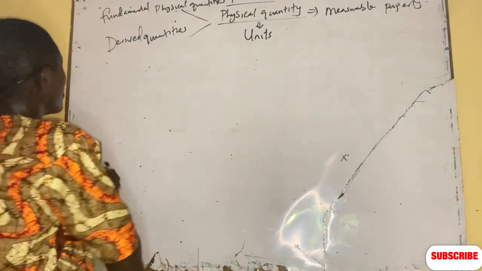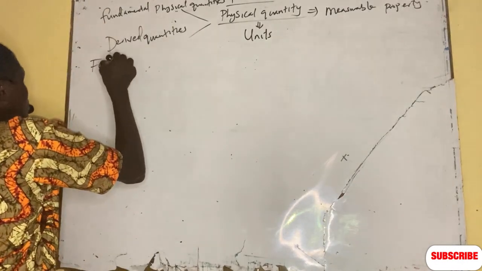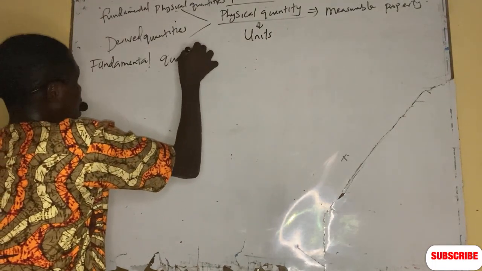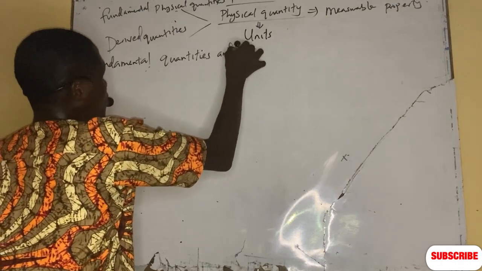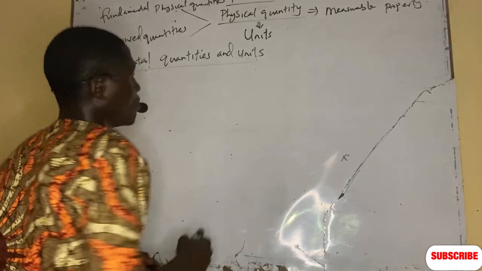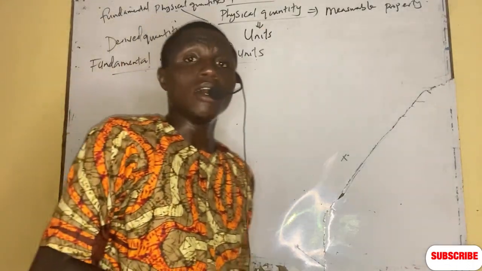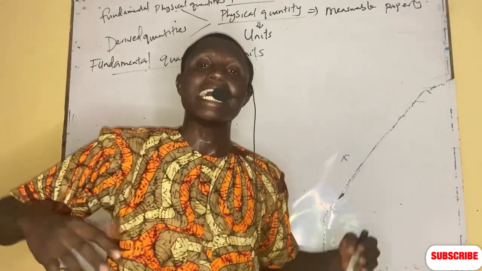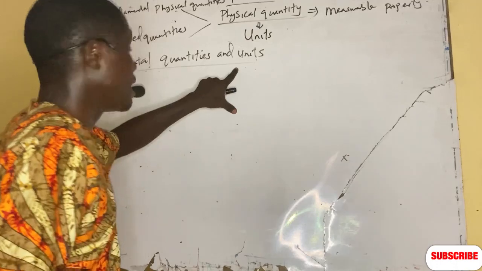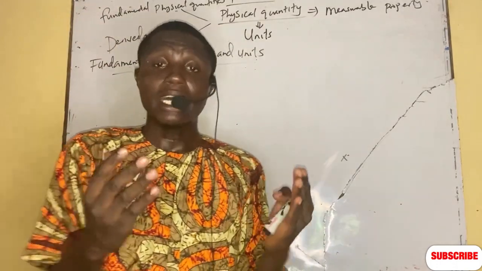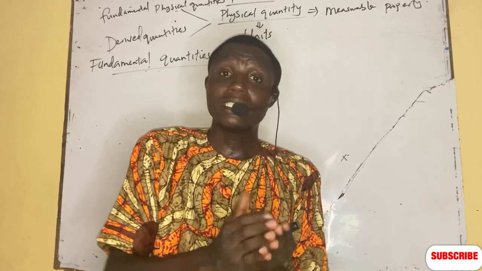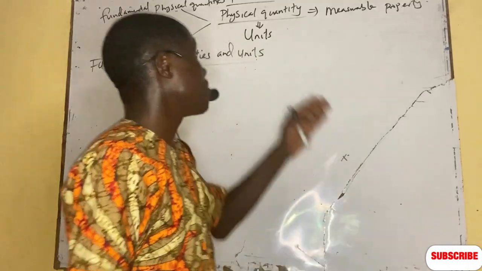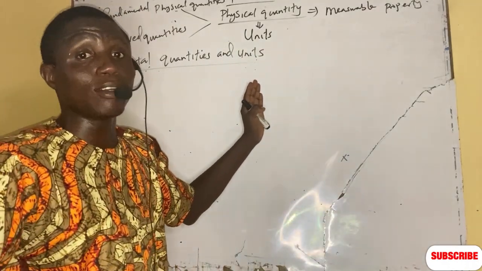Now let's quickly look at fundamental quantities and units. When I'm talking about fundamental quantities, these are the quantities that are independent. They are the basic quantities, the primary ones. They are very primary. They don't depend on others for their derivation, so they are very fundamental in nature.